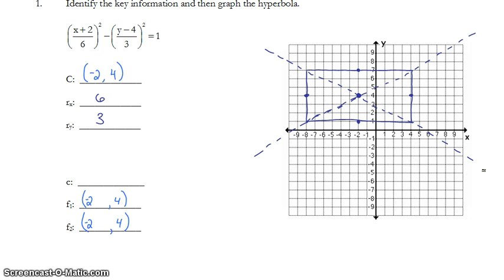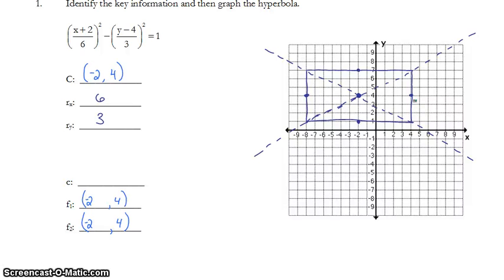Now, we still have technically not drawn our hyperbola whatsoever. All we've drawn is kind of our framework that's going to allow us to come up with our hyperbola. I did all of that in a dark blue, so I'll actually graph the hyperbola in red.